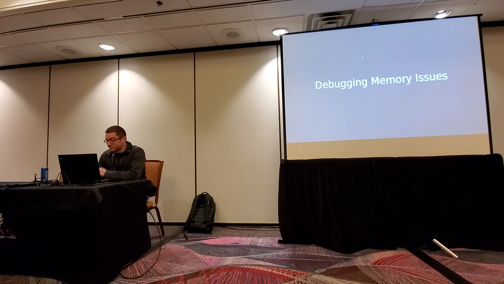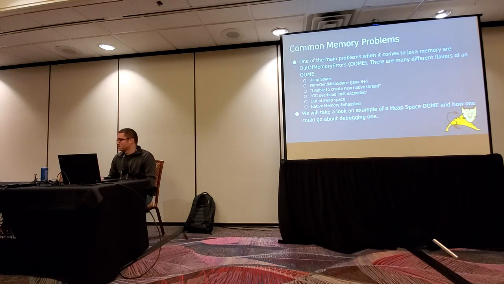Yeah. All right, so I'm going to move on to debugging memory issues. One of the main problems when it comes to Java memory issues is out-of-memory errors. There are several different types of out-of-memory errors. Today I'm going to talk about heap space errors because, honestly, they're the most common and sort of the easiest ones to diagnose. But there's also PermGen or Metaspace if you're using Java 8 and later.